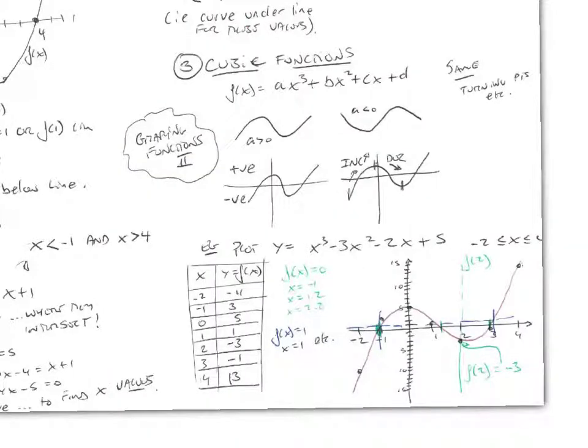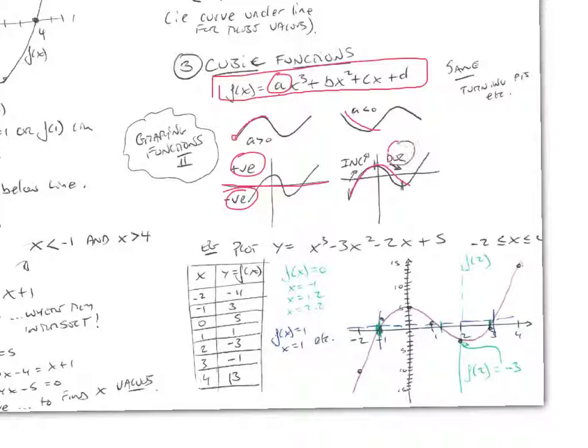And let's have a look at cubic functions. So cubic functions take the form ax cubed plus bx squared plus cx plus d, and it's the same with respect to turning points as the quadratics. But if a is greater than 0, the graph typically starts here and increases, and if a is less than 0, it starts and decreases. Any part of the graph above the x-axis is positive and any part below is negative. This we refer to as increasing and then decreasing.